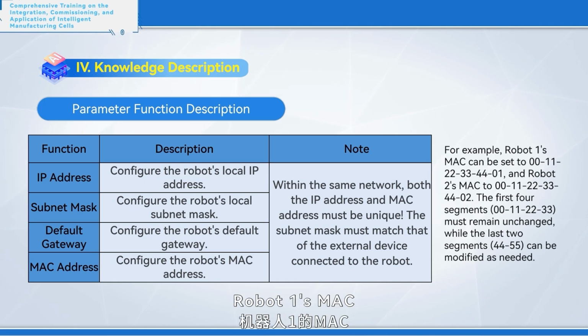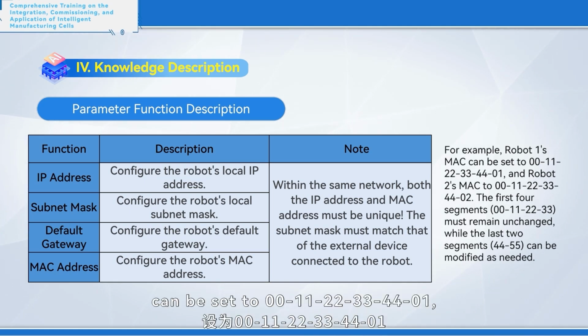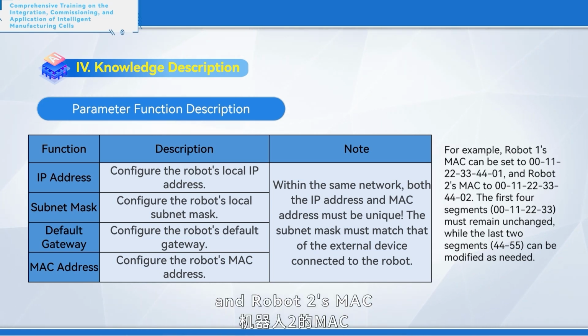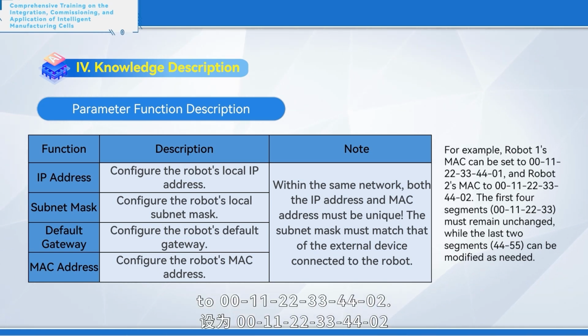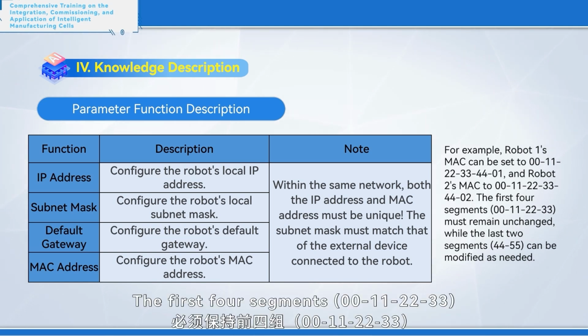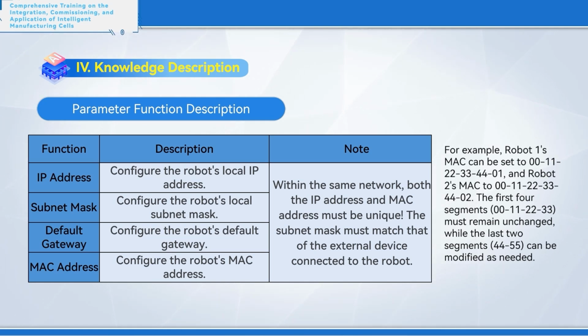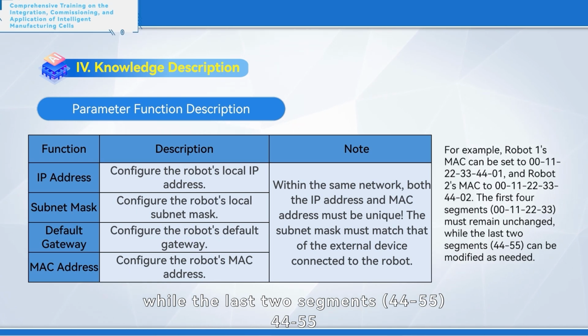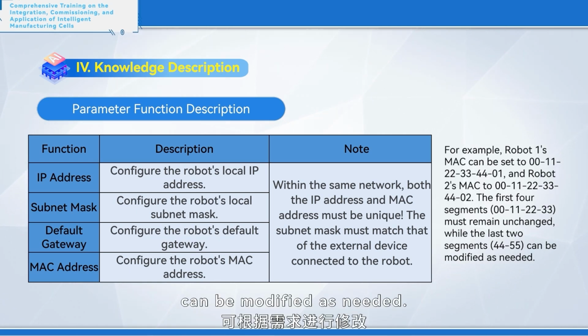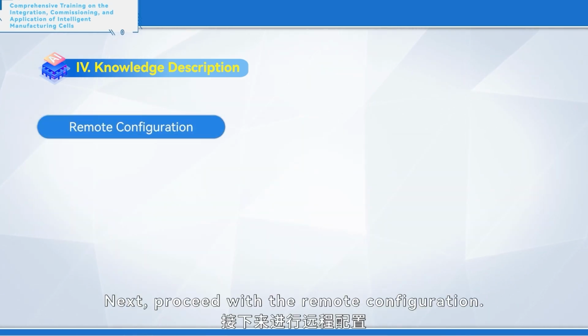For example, Robot 1's MAC can be set to 001122334401, and Robot 2's MAC to 001122334402. The first four segments 00112233 must remain unchanged, while the last two segments 4455 can be modified as needed. Next, proceed with the remote configuration.